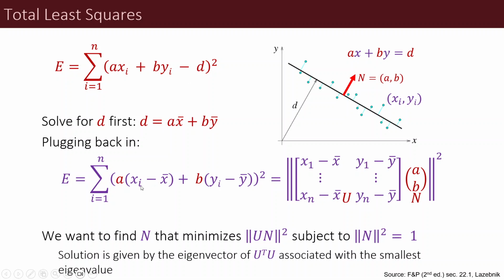When you substitute d here, we get this expression, and that we can write as the matrix with rows x1 minus x-bar, y1 minus y-bar, up to xn minus x-bar, yn minus y-bar, which we call U, and the (a, b) vector that we need to find, which we call N. Then we square it, and we want to minimize the norm of UN squared, but subject to the norm of N squared equals 1. Otherwise a equals 0, b equals 0, the trivial solution, would be a solution. To solve this, we can use the eigenvector corresponding to the smallest eigenvalue of U transpose U.